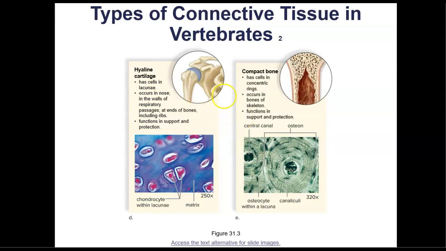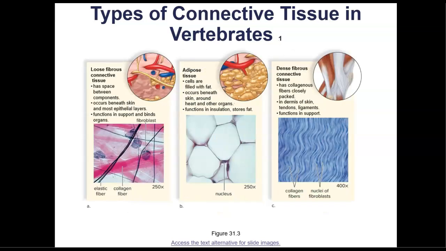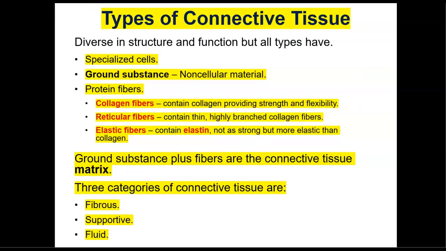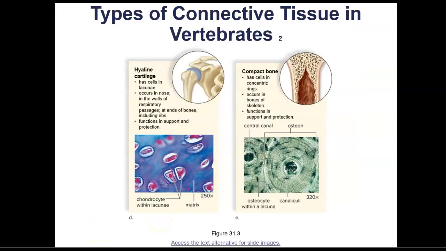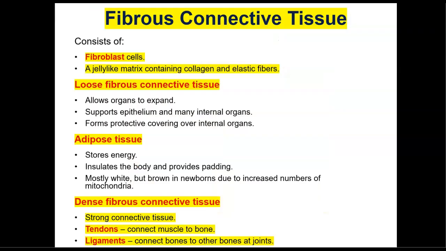So cartilage and bone are supportive connective tissues. I'm sorry, I keep saying supportive. I mean structural. No, it does say supportive here. They both start with an S, and it depends on which class I'm teaching. In Bio 112, bone and cartilage are called the supportive connective tissue. So cartilage and bone are supportive, and the matrix is more solid in those.